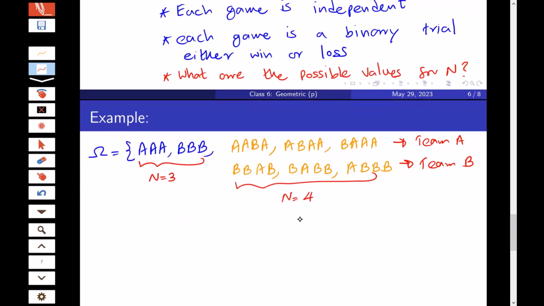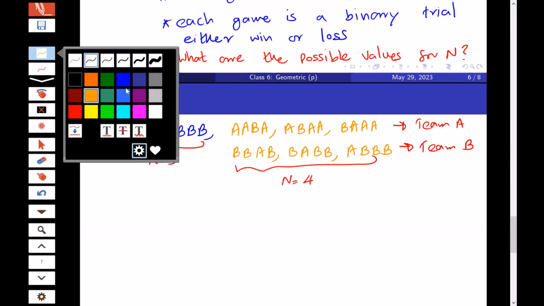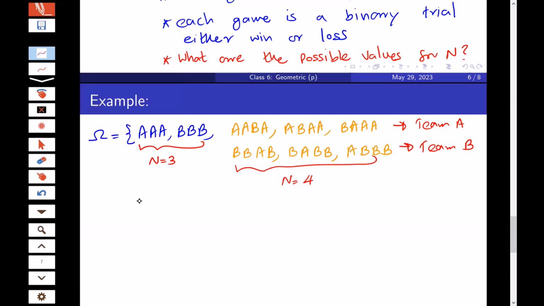Okay, so one more case. I think it is 5 games. So when you are playing 5 games, we cannot have this one, because if A wins 3 games at once, they win the championship, and we don't want to play 2 more games. So be careful when you are writing the possibilities. So we can have this one.